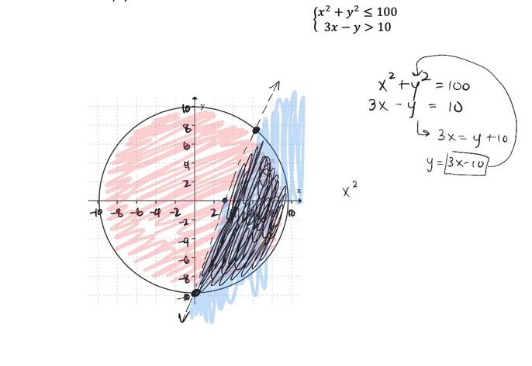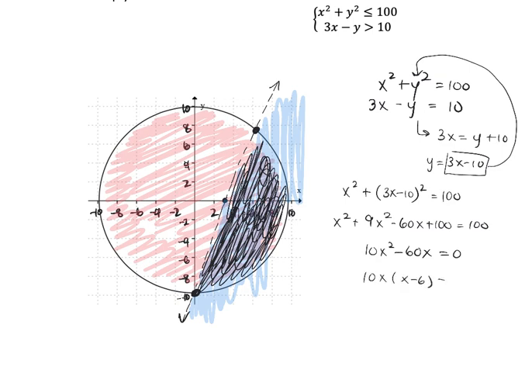So we have x squared plus 3x minus 10 squared equals 100. So 3x minus 10 squared becomes 9x squared minus 60x plus 100. If we combine like terms and then factor out a 10x, we get x equals 0 and x equals 6.